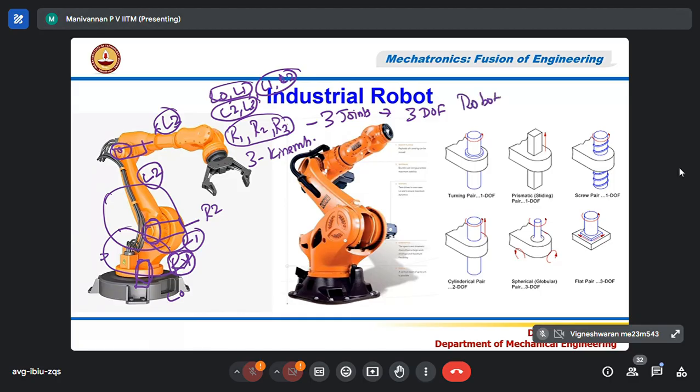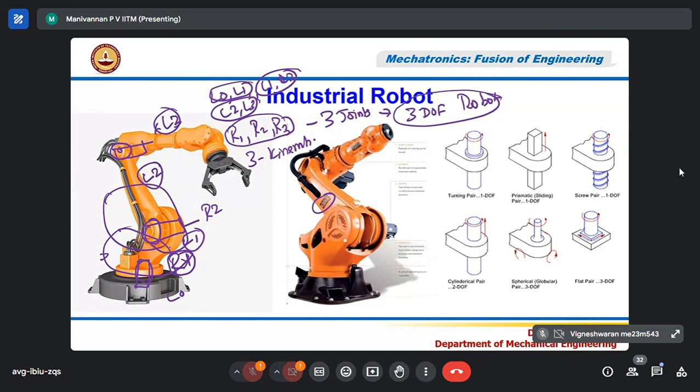Most industrial robots are 3 degree of freedom robots. There can be 4 degrees also. There can be 2 degrees also. There can be a single degree robot, that means 2 links with 1 joint. The joint can be a rotary joint, all those things. So this industrial robot is from KUKA, you can see the name.